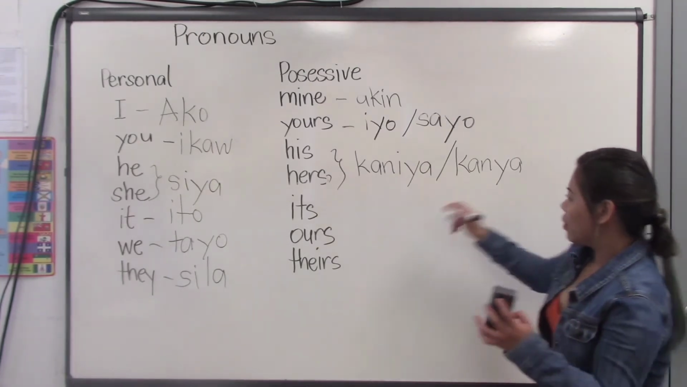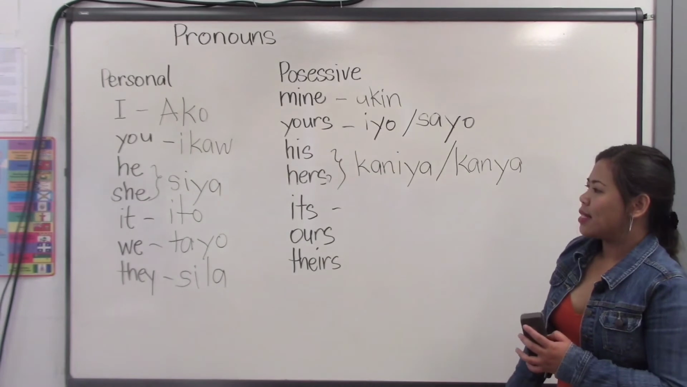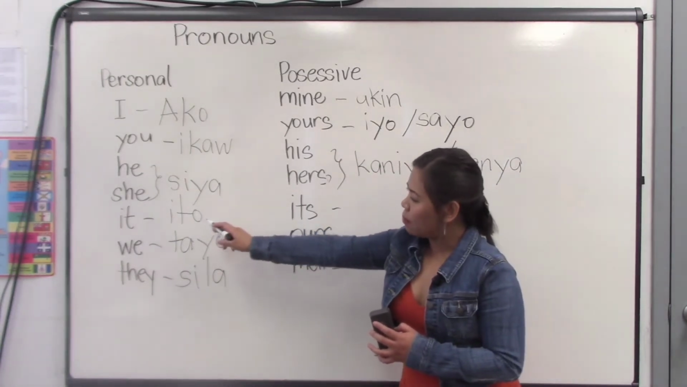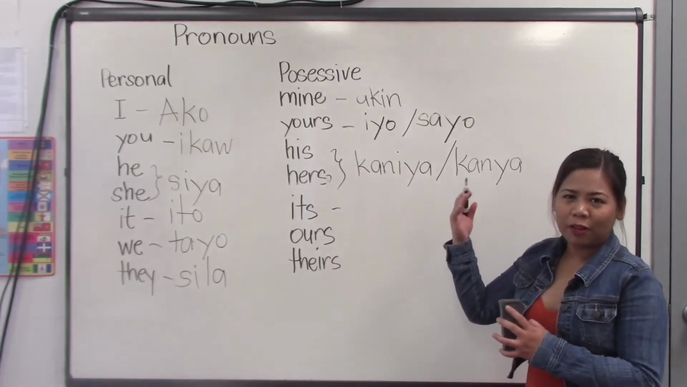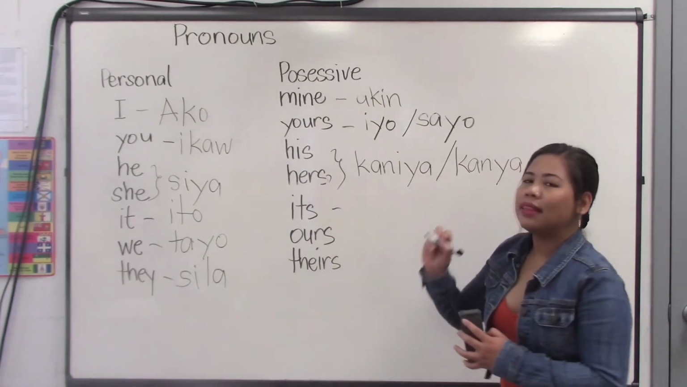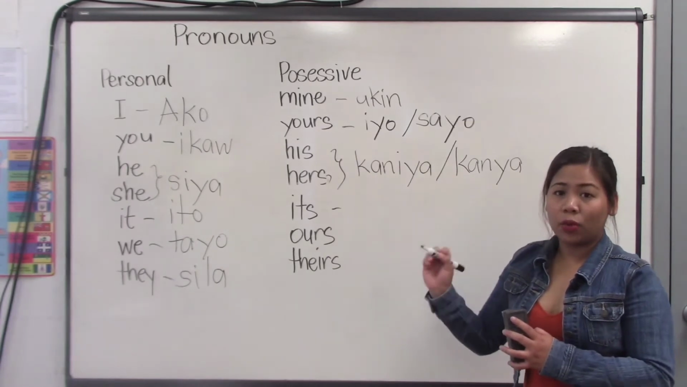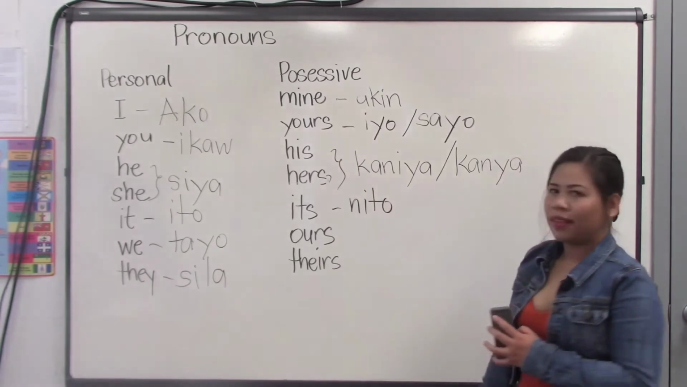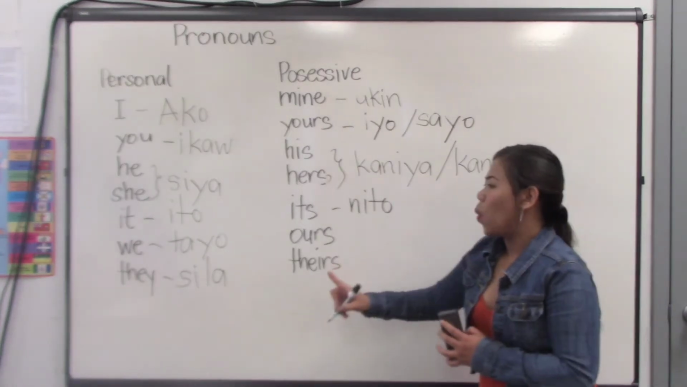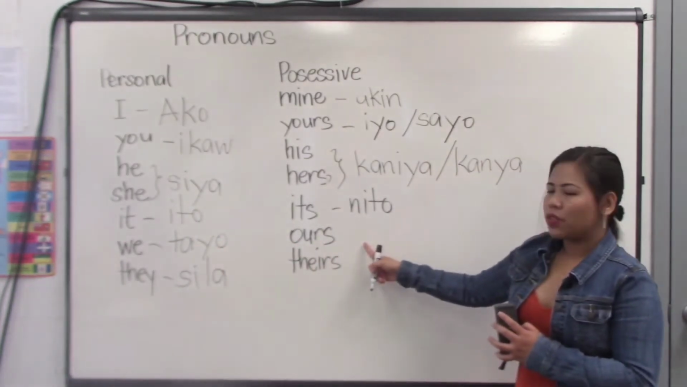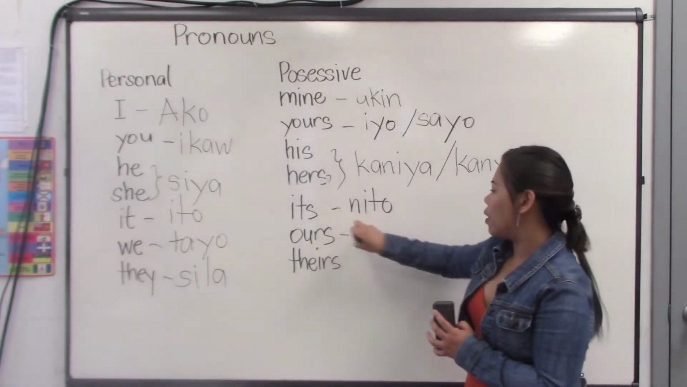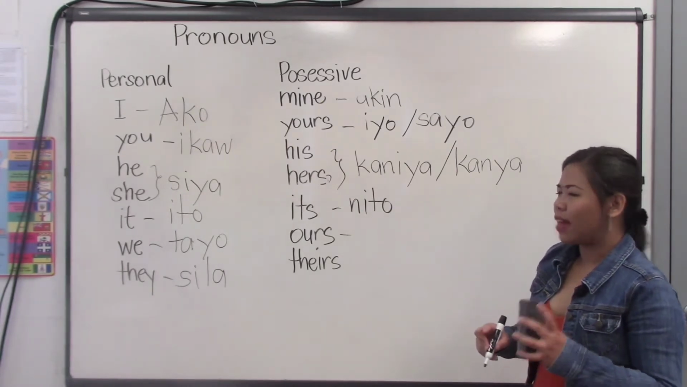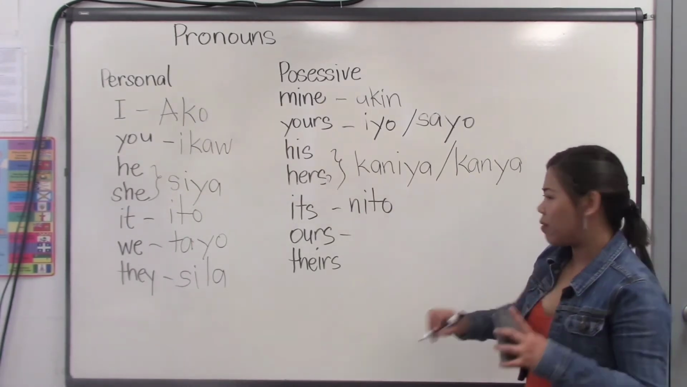We are lazy. Okay, so if ito will become nito, then it will sound almost the same. It will become nito, ni, and then to, nito. There you go. So we will become ours. Ours in Filipino would be atin. Atin. How do you spell that? A and then tin. Very easy.